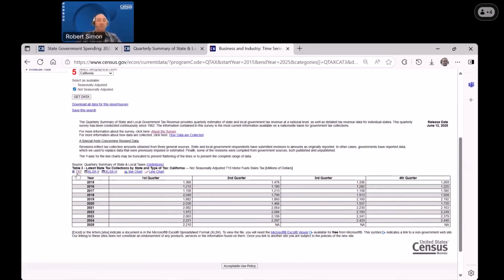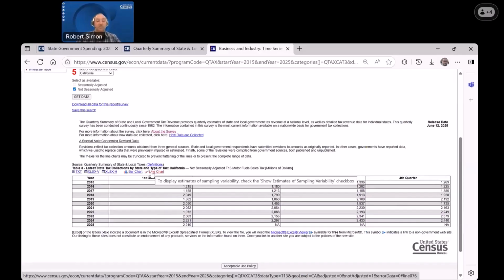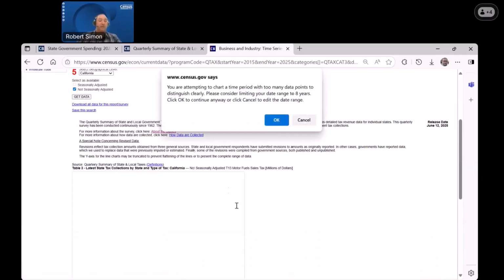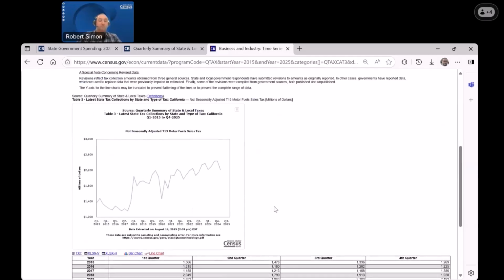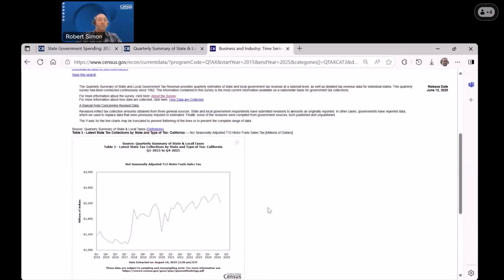You can export the data to a text file, an Excel file, you can get a quick bar chart, or you can pull up a line chart. I prefer the line chart. I think that's the best way to view the data. So when we do that, we can quickly get a visual of how that revenue has changed over time.